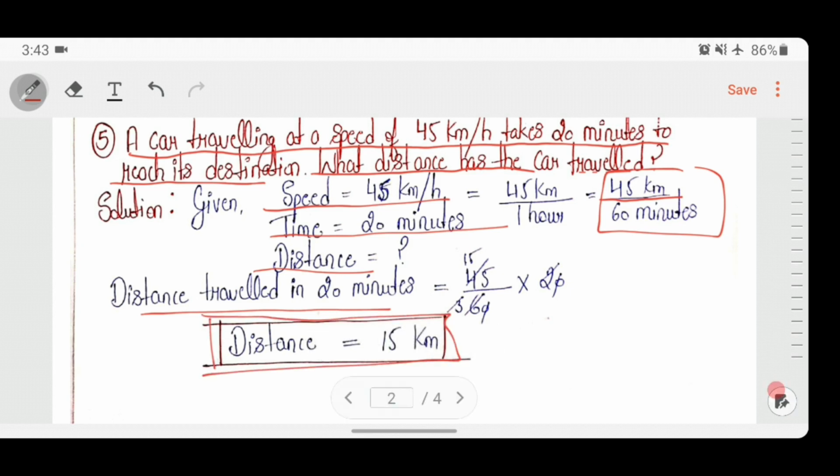As you all know, in previous classes you learnt how we can find the price of a single quantity if we are given the price of many quantities. For example, let's take an example here. If I told you that the price of 12 bananas is equal to 60 rupees, and you have to find out the price of one banana.